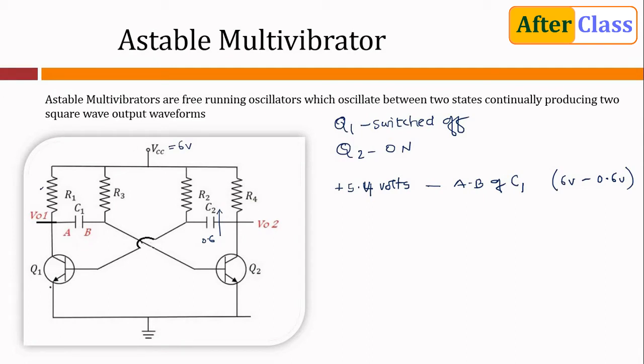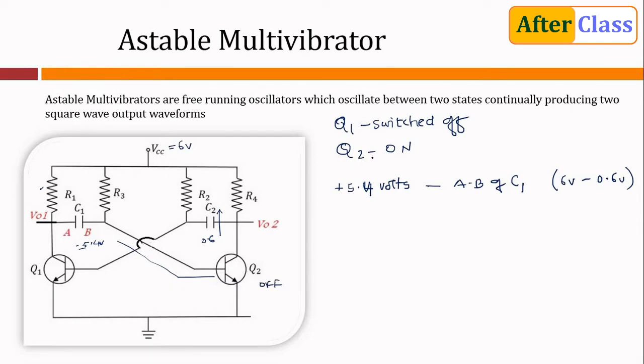The instant that Q1 switches on, plate A of the capacitor, which was originally at 6 volts, VCC potential, immediately falls to 0.6 because this is conducting at 0.6 volt, and this rapid fall of voltage on plate A causes an equal and instantaneous fall in the voltage on plate B. So therefore plate B of C1 is pulled down to minus 5.4 volts, a reverse charge, and this negative voltage swing is applied to the base of transistor Q2, so turning it off. So this is the next state.